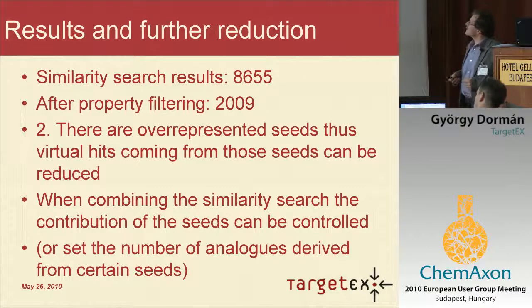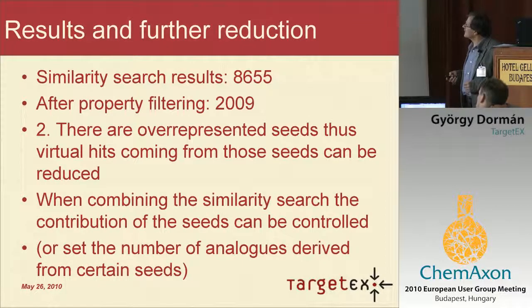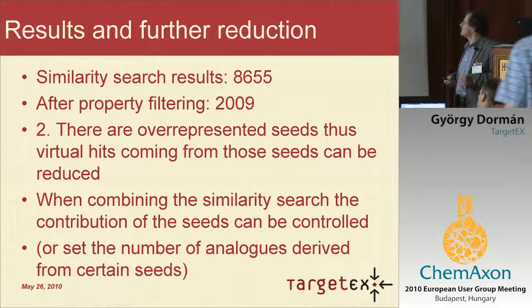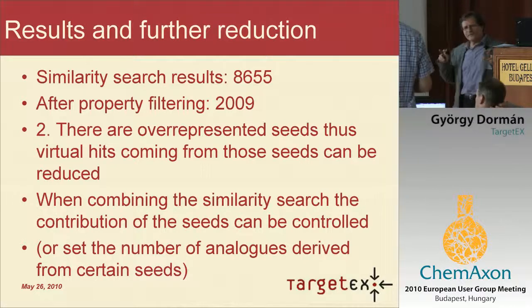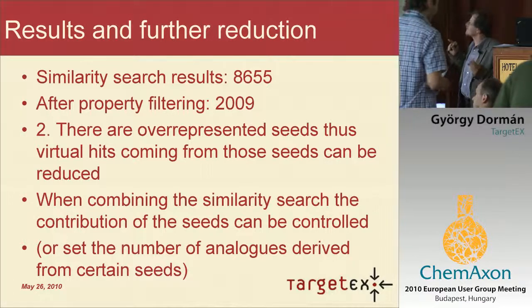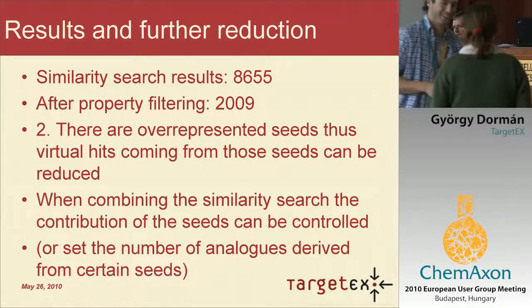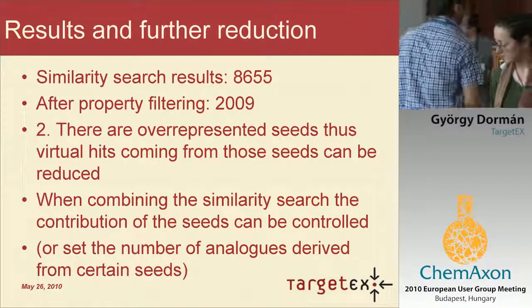The results, as I mentioned in the flow chart, were that 9,000 compounds were reduced to about 2,000. And for the second point, the overrepresented seeds, we also had to reduce them somehow, so basically it would be optimal. We were thinking about how to devise a searching strategy through the ChemAxon software, but at the moment we are still in progress.